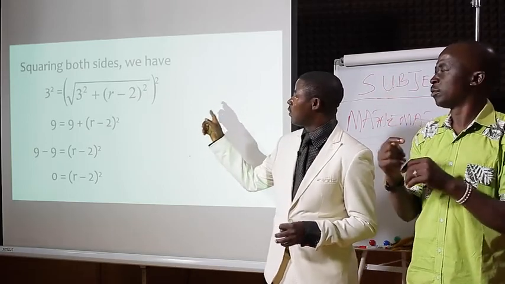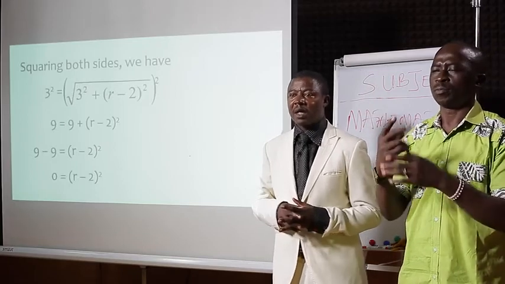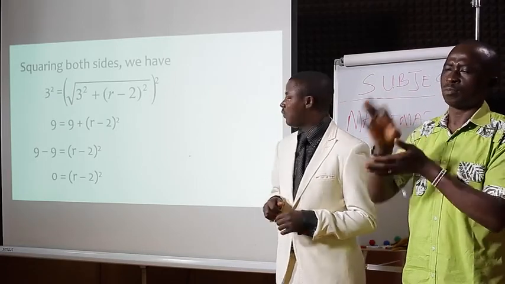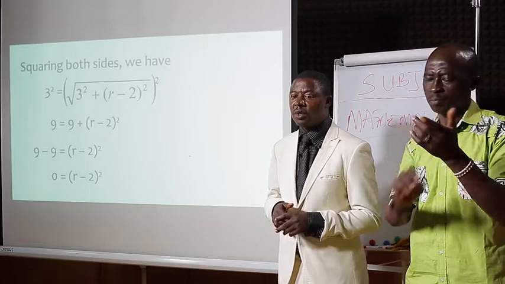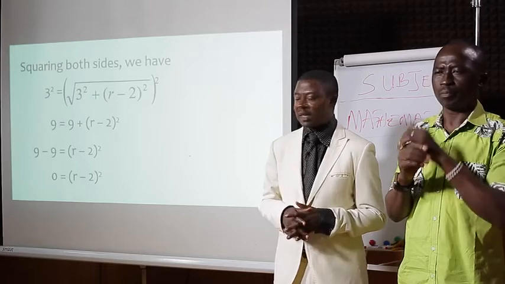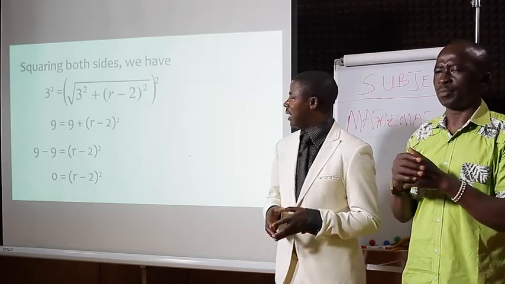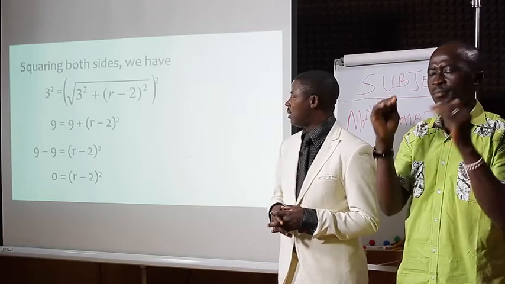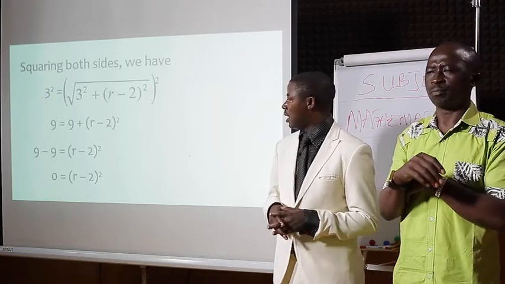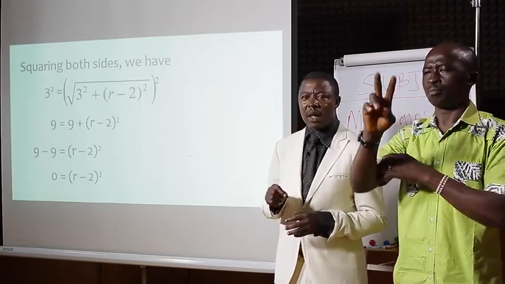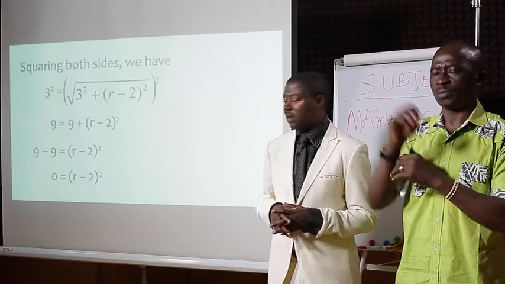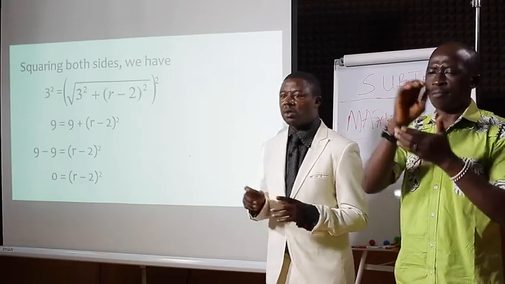The square root will cancel the square. The root sign will divide the square. So we will be left with 9 equals 9 plus (R minus 2) squared. So collection of like terms. When we collect like terms, 9 minus 9 equals (R minus 2) squared. So 9 minus 9 is 0. Then 0 will be equal to (R minus 2) squared.